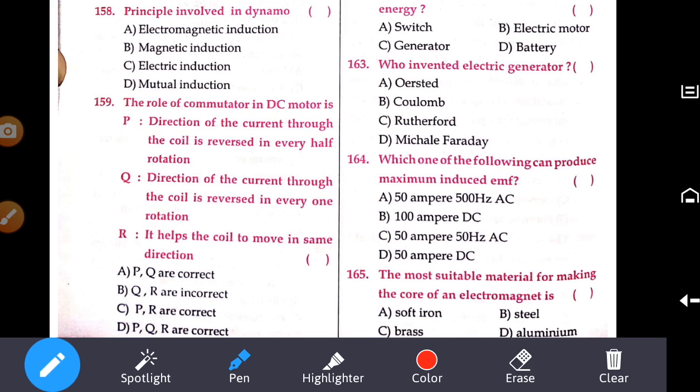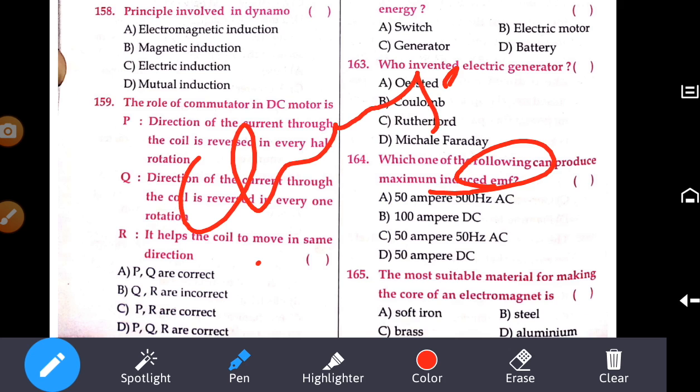164th bit. Which one of the following can produce maximum induced EMF? Induced EMF is formed only when there is a change in the flux, meaning dφ/dt. Then only EMF will be induced. So there should be a change in the flux, which means there should be a change in the current, so it should be an alternating current.